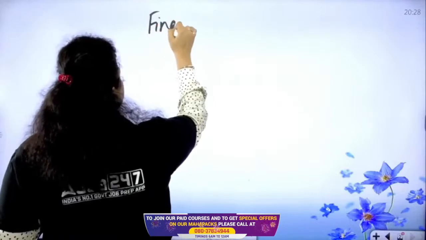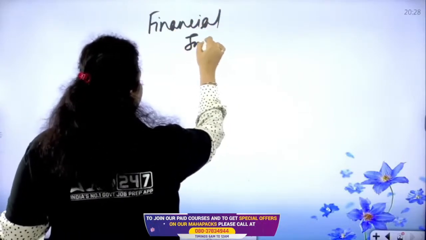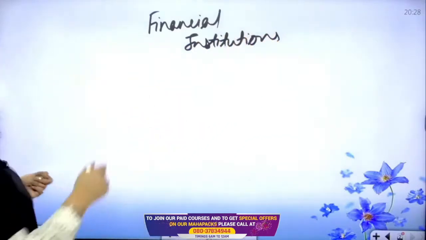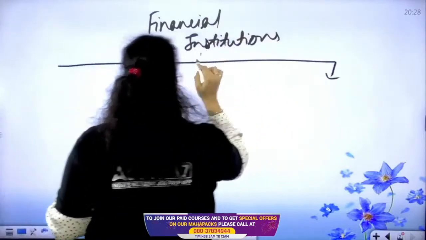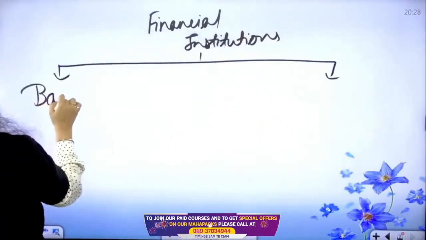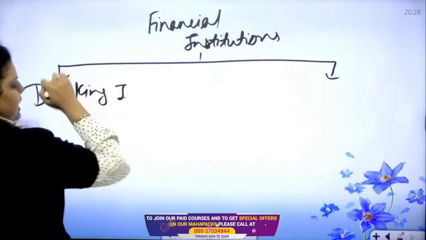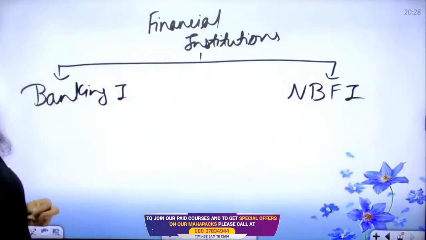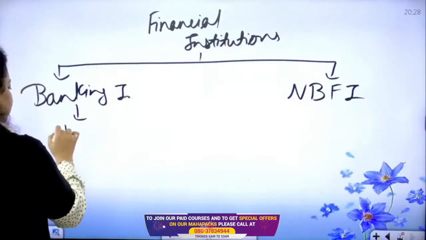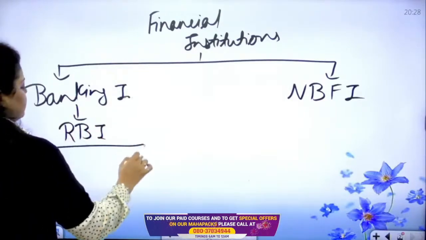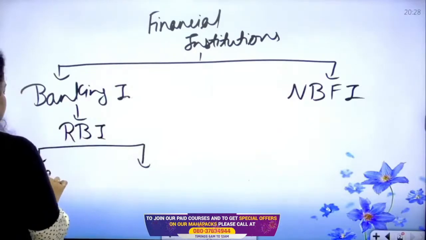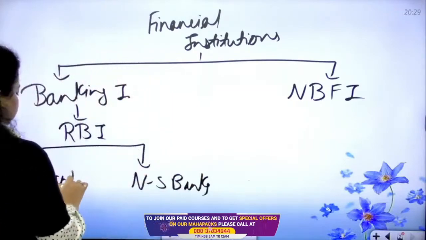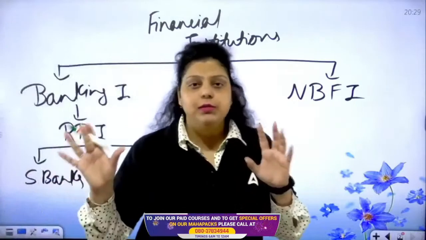And how many types of financial institutions are there in the country? There are two types. The first one is the banking institution, and the second one is the non-banking financial institution. Under the banking institutions, you will have RBI, which divides these banking institutions into two categories: scheduled banks and non-scheduled banks. Further, they are divided into commercial, non-commercial, etc.